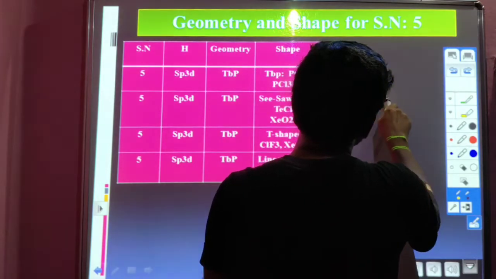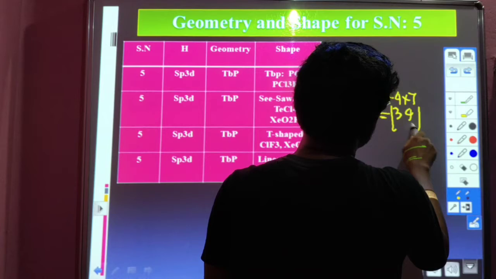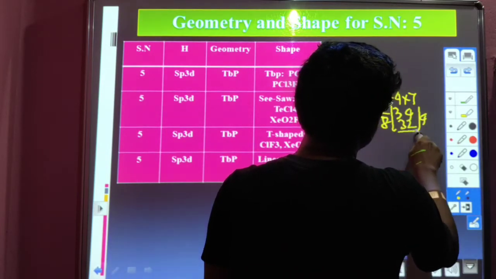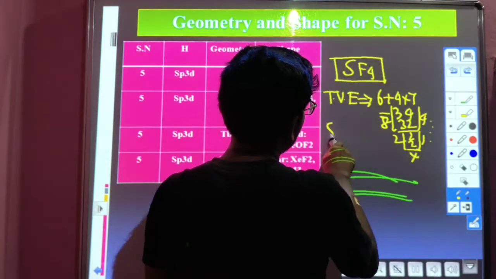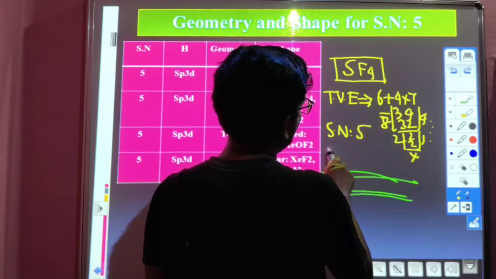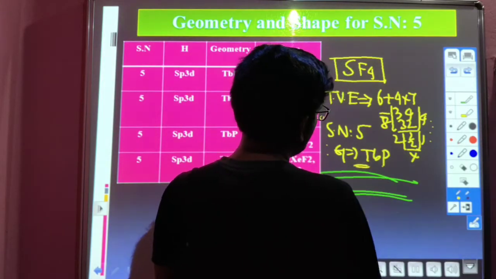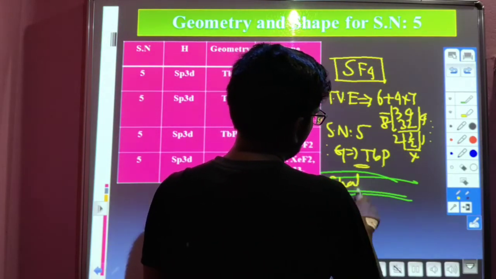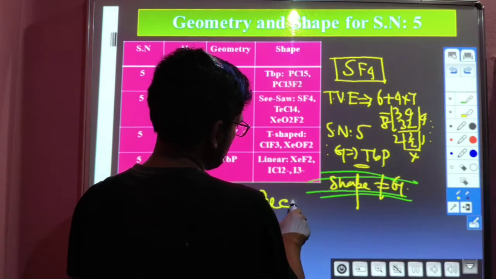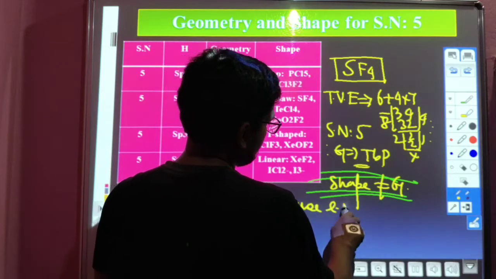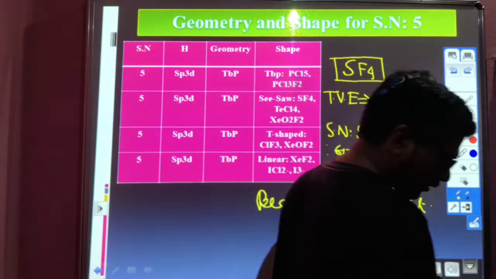Total valence electrons: 6 plus 4 multiplied by 7, that will give you 34. So 8 4s are 32, 2, 2, 1 and 2. So steric number 5, so geometry is trigonal bipyramidal. Shape is not equal to geometry because a lone pair is present.